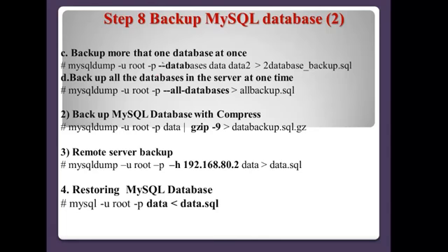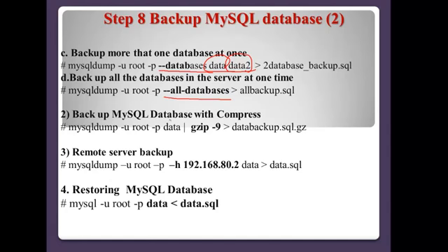Number C, backup more than one database at once. Here we can use the option --databases. So here we can use data or data2. In this case, we can back up two databases at the same time. D, backup all the databases in the server at one time. In this case, we can use the command --all-databases. Then mysqldump will back up all the databases in the server, especially the /var/lib/mysql directory.